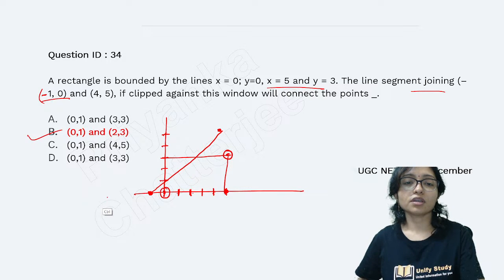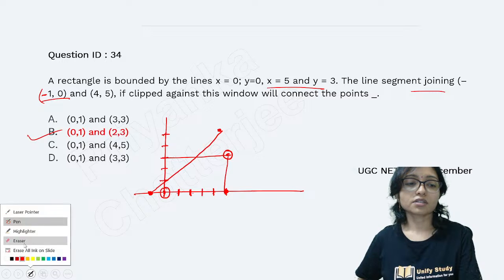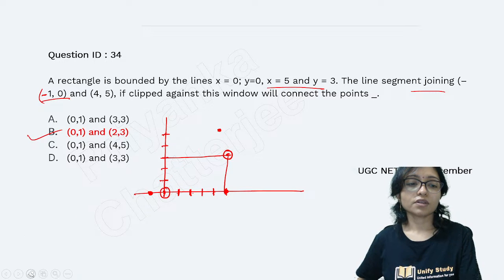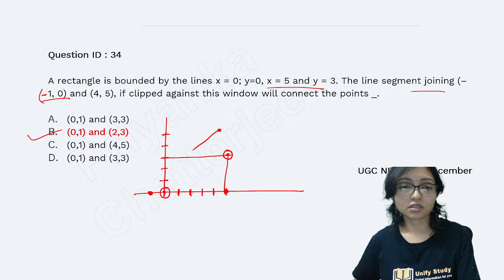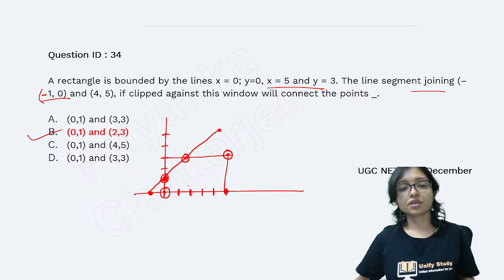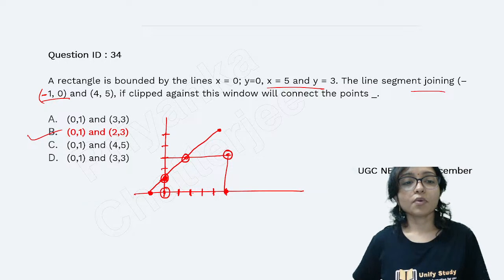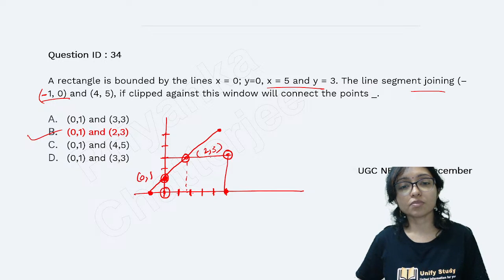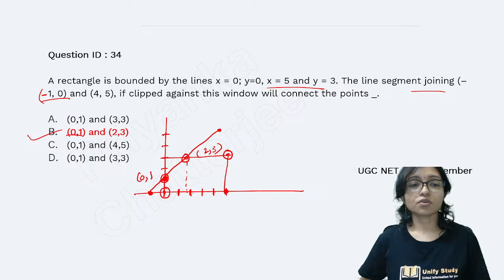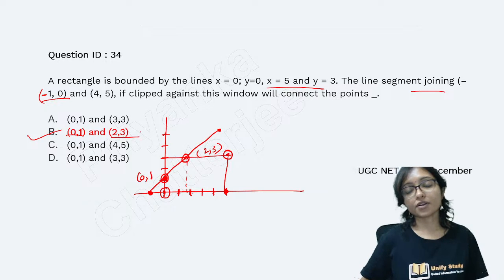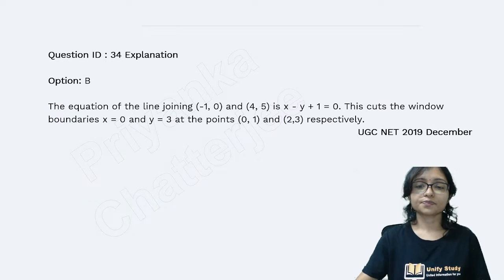Actually the line drawing is not correct. When your drawing is correct, then only your answer will be correct. This is the correct drawing. So here is the intersection point, you can see. So what are the points here? This point is 0, 1 and this point is actually here. So this is your 2, 3 point. So your points will be 0, 1 and 2, 3. By drawing you can easily get the answer.